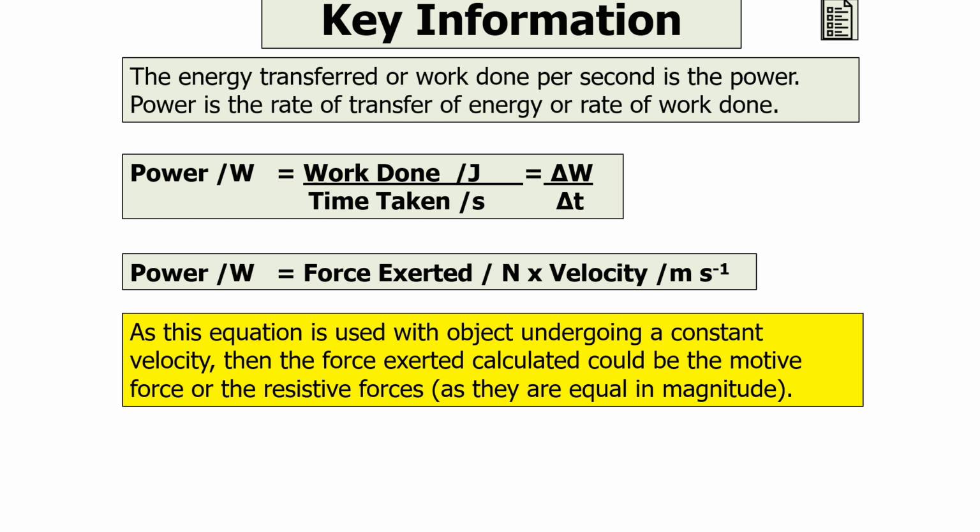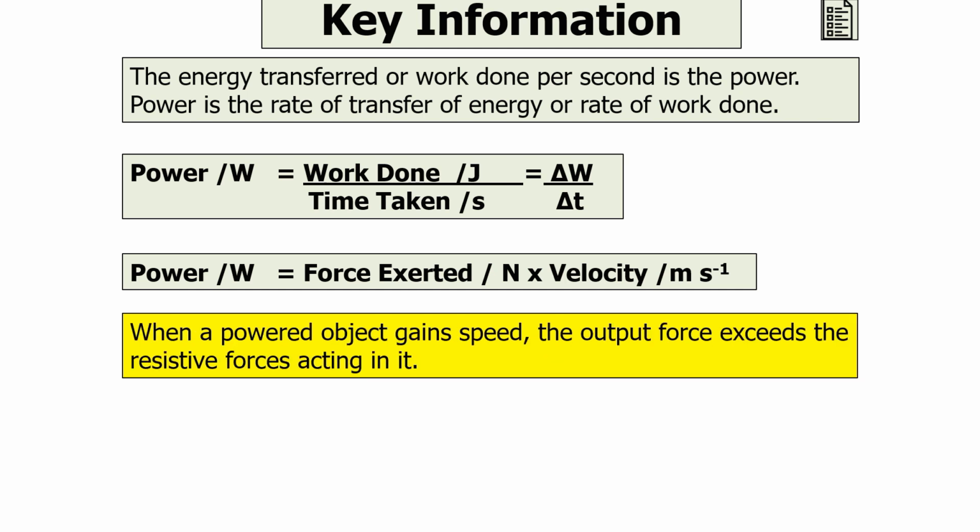Now this equation, P equals Fv, is used when an object is undergoing constant velocity. Therefore the force calculated could either be the motor force or the resistive forces, as they are equal in magnitude to each other. Now when a powered object gains speed, the output force exceeds the resistive forces acting on it.